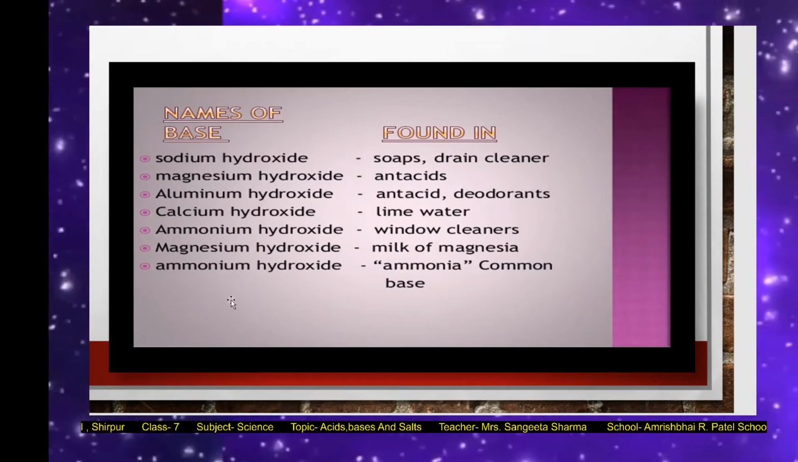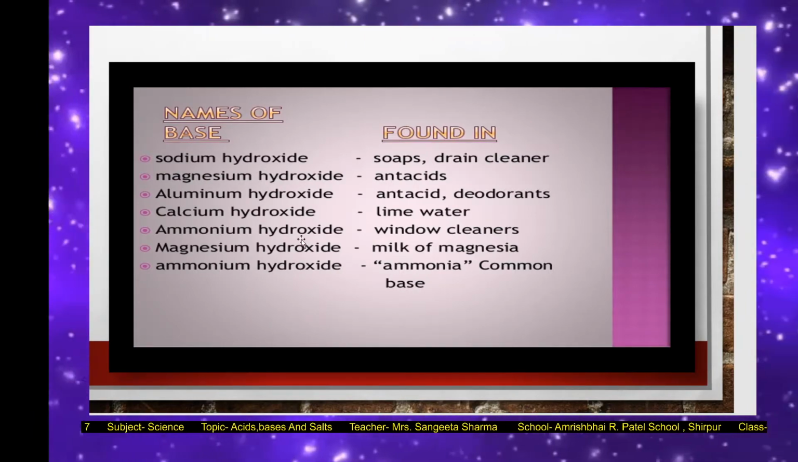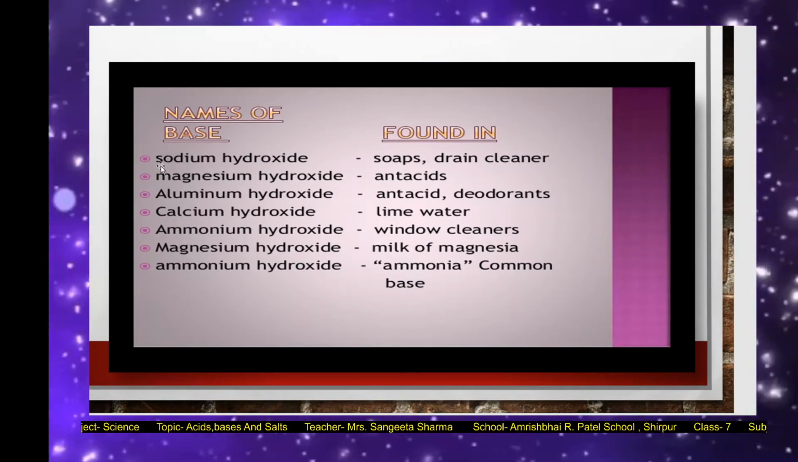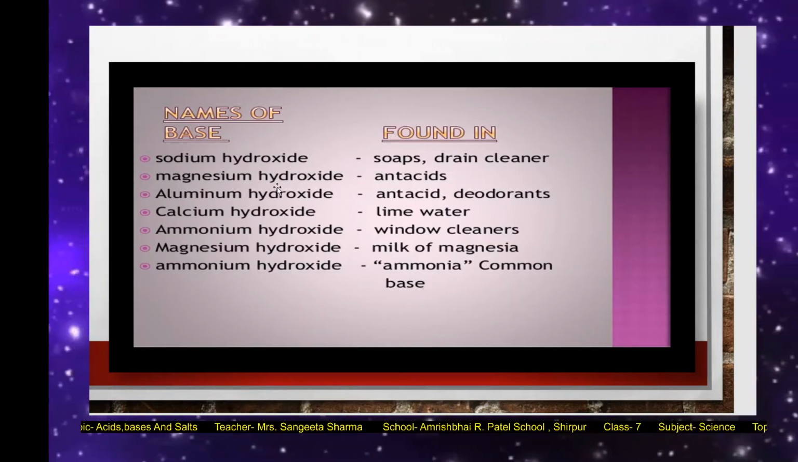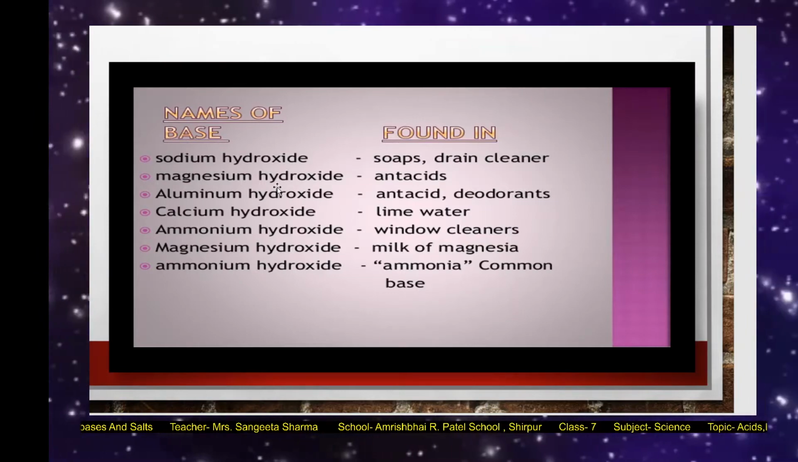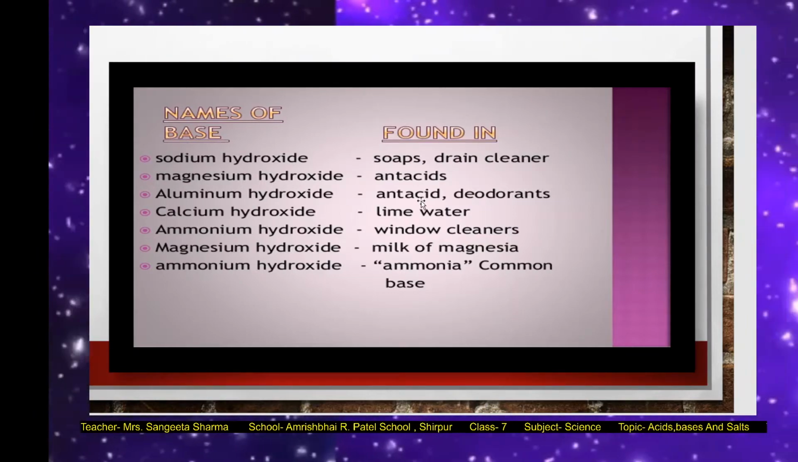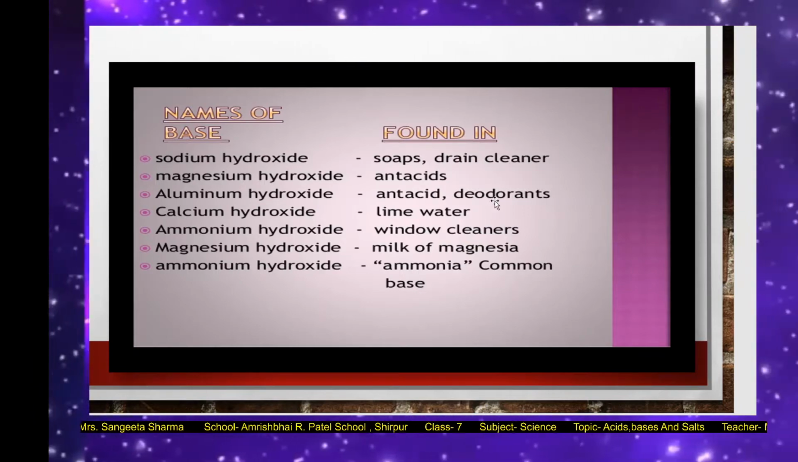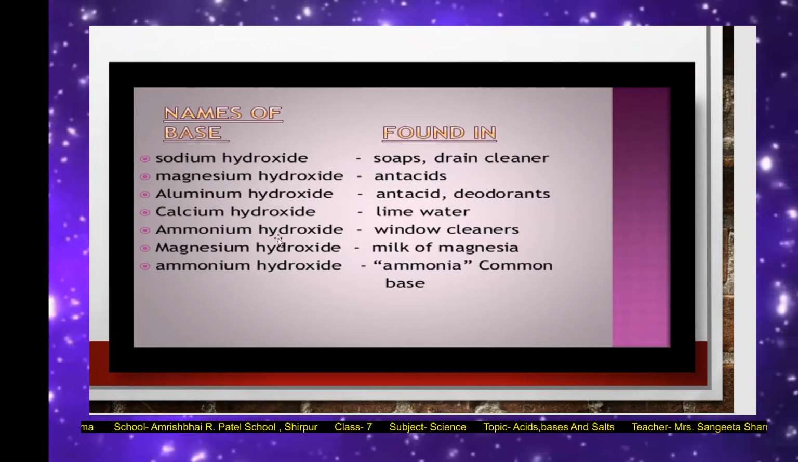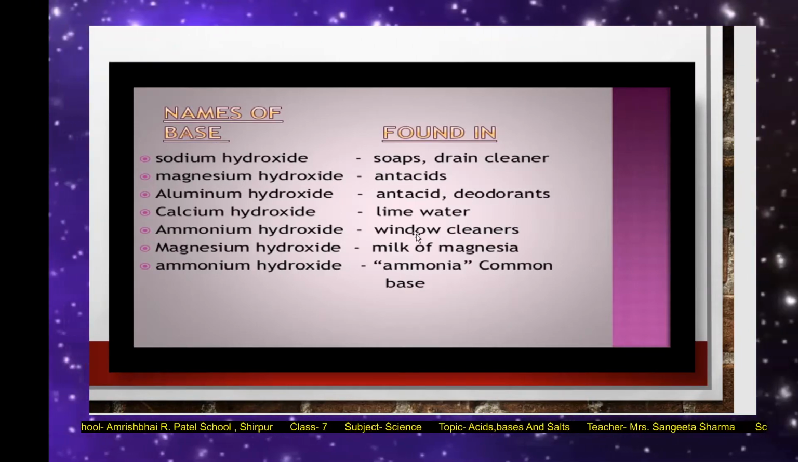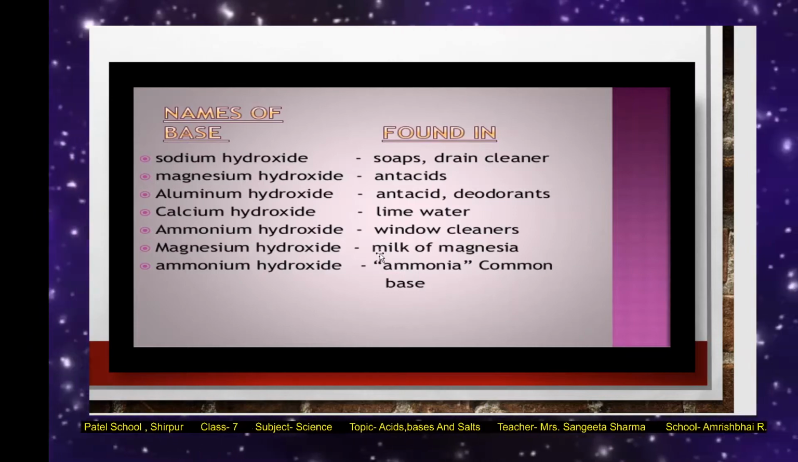Now the next we can see where the bases are found. Like you can see, hydroxide is written in all the names. Sodium hydroxide we can see in soaps and drain cleaner. Magnesium hydroxide we can see in antacids, and aluminium hydroxide is also present in some antacids and deodorants. Calcium hydroxide is present in lime water. Ammonium hydroxide is in window cleaner.